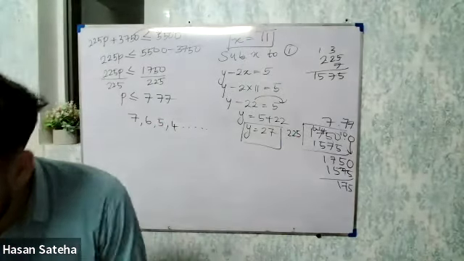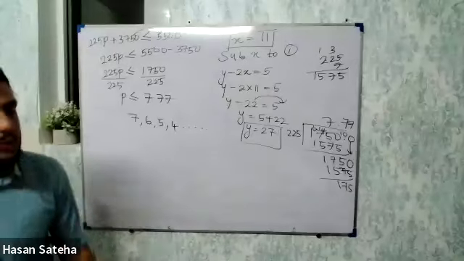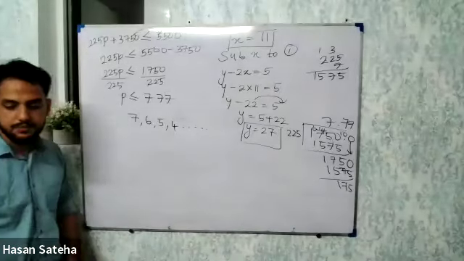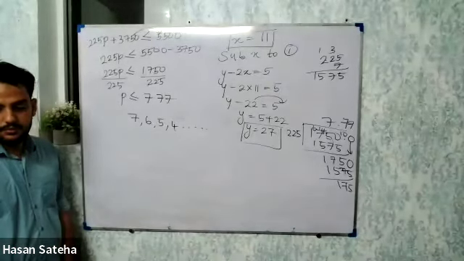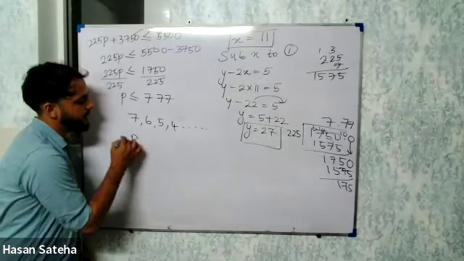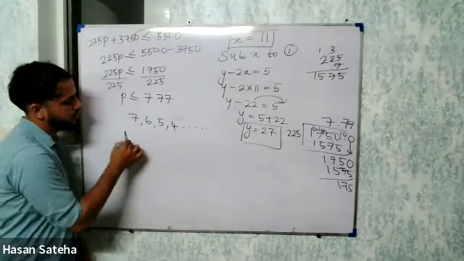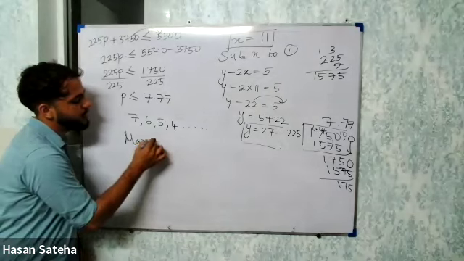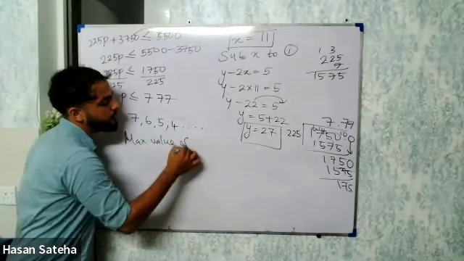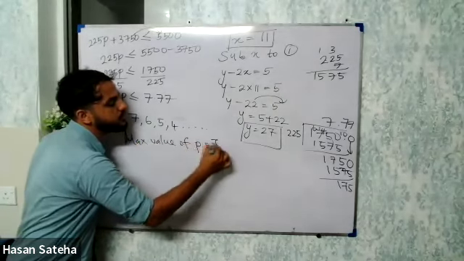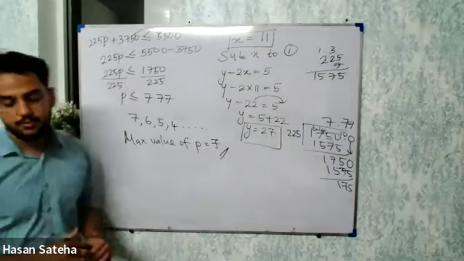Now what are they asking? They are asking for the maximum value. So what is the maximum value here? Yes, 7. So you say the maximum value of P is equal to 7. That's all.